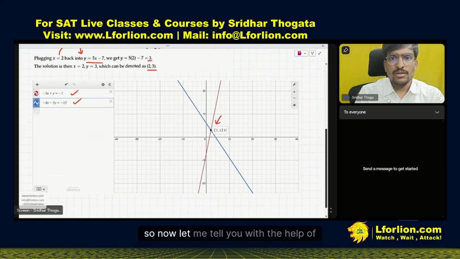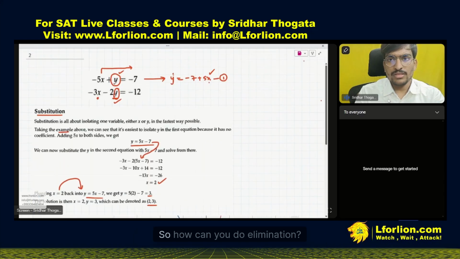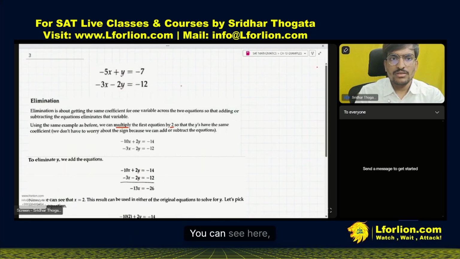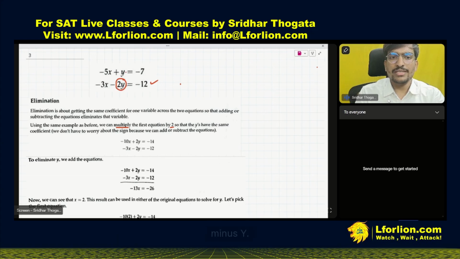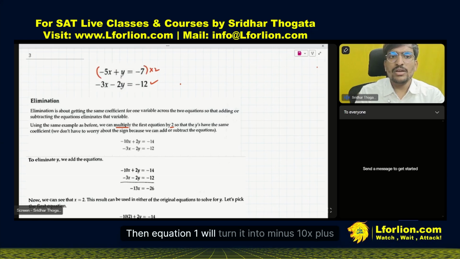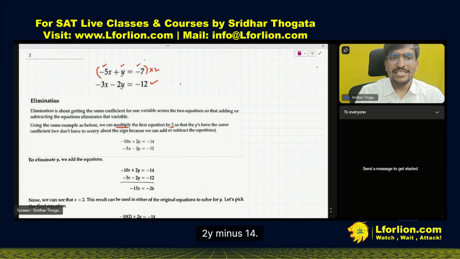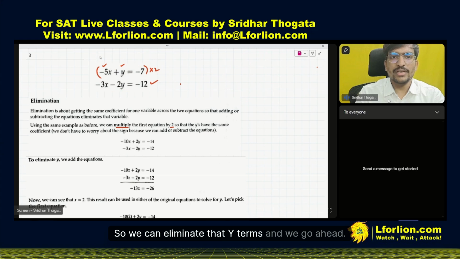Now let me tell you with the help of elimination. How can you do elimination? You can see here, you can do one thing. You can divide the second equation by 2. Then if you divide it by 2, the y values will be almost similar, like plus y, minus y. So you can do the elimination, or else you can multiply equation 1 by 2. Then equation 1 will turn into -10x + 2y - 14. So +2y and -2y will be there, and we can eliminate the y terms and go ahead.